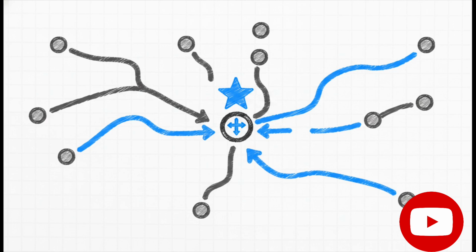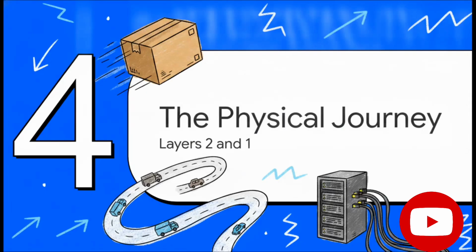So with IP addresses acting as your global zip code, your segment has now been given its official routing instructions and becomes what we call a packet. Next up, section 4, the physical journey.